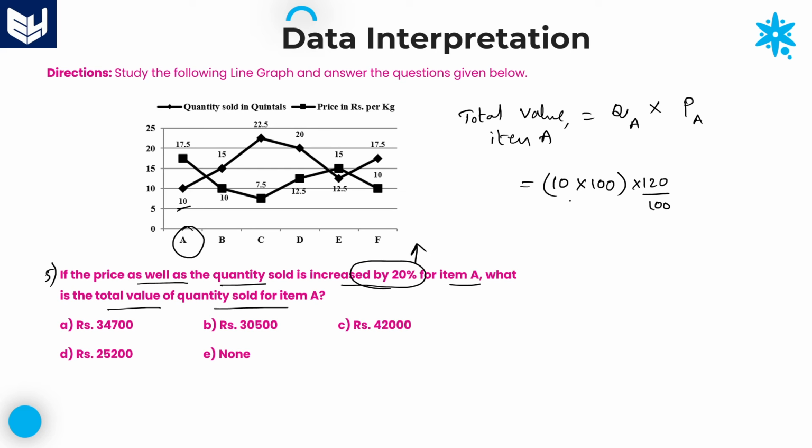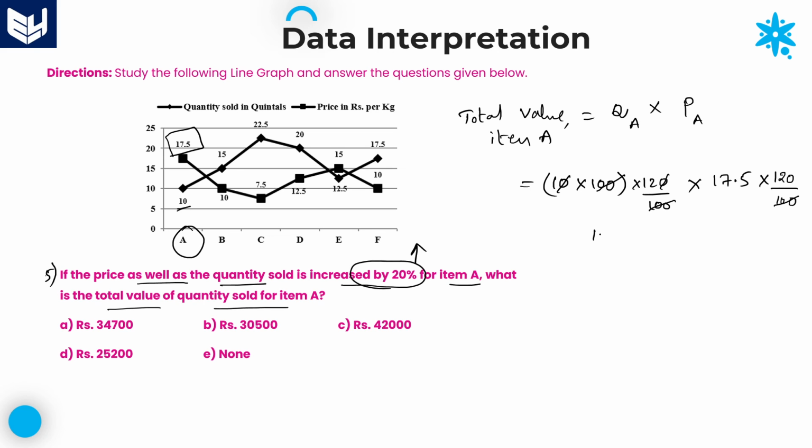Now it becomes 120 percentage into price. Here the price is 17.5 rupees per kg. This price also increased by 20 percentage. Both are increased by 20 percentage. Some people will multiply only a single time. Here quantity is increased by 20 percentage, price also increased by 20 percentage, so here also you should write 120 percentage. Now two zeros cancel, and two more zeros cancel.